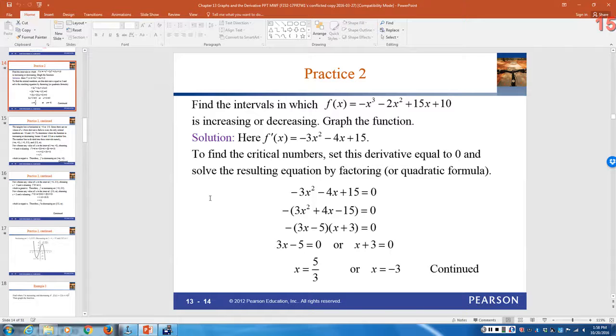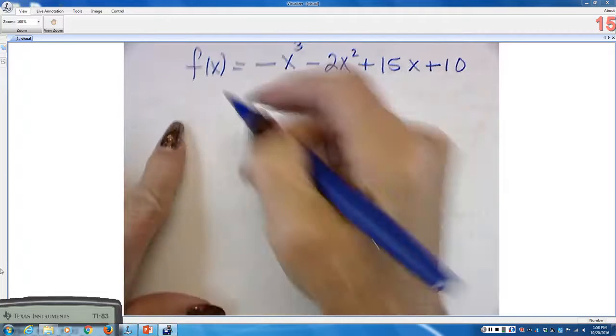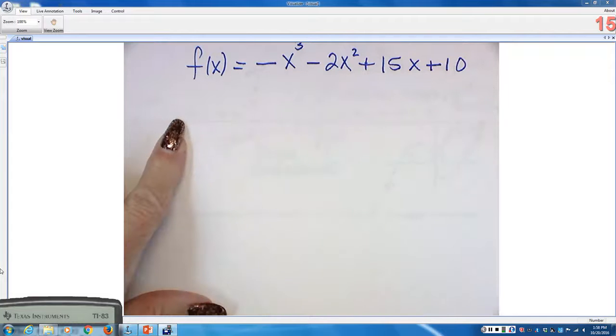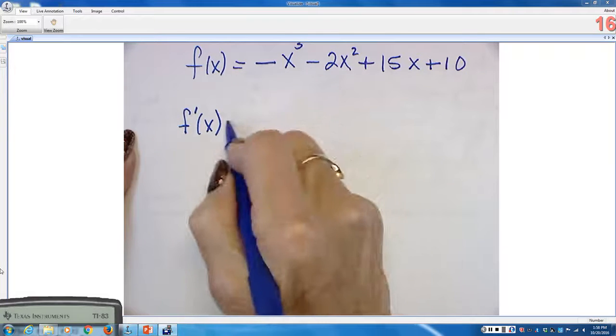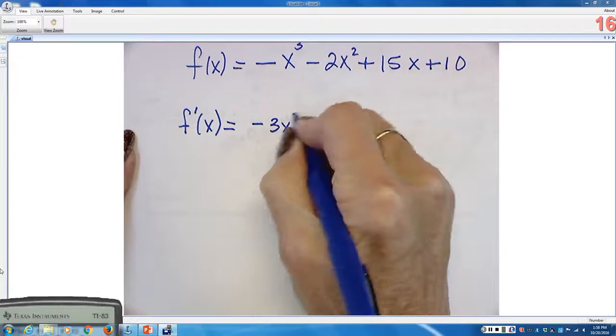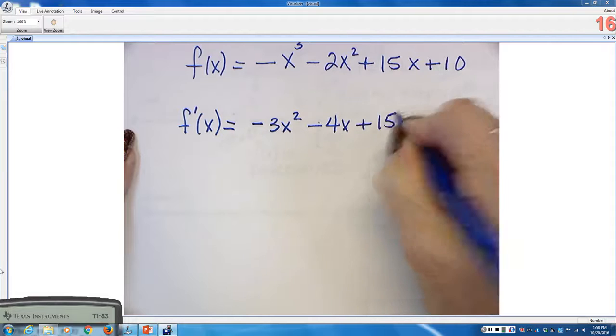So for practice 2, here's what we had. Let me write it down first, then I'll switch. So we'll go through one more time to make sure we know what we're doing. This is the function. We want to graph it, but we don't want to use the graphing calculator. We're going to try to do it using the critical values. So the first thing we're going to do is take its derivative. And that's going to be negative 3x squared minus 4x plus 15.